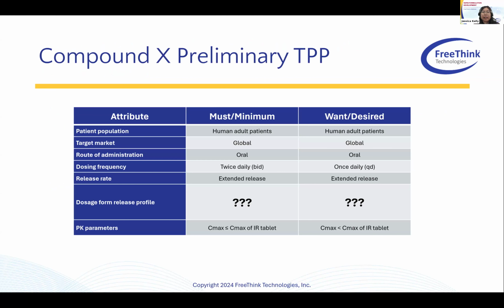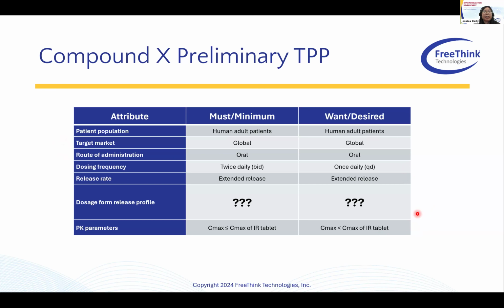So let's take a look at the preliminary TPP that we built for compound X. Let me grab my laser pointer. We can see an attribute for our patient population. We would like to dose into human adult patients. The target market is global. The route of administration is oral. For the dosing frequency, we would like at least a once daily (QD) product, and we need this to be an extended release product. And for the PK parameters, we want to blunt the Cmax. So we want the Cmax to be less than the Cmax of the immediate release tablet.